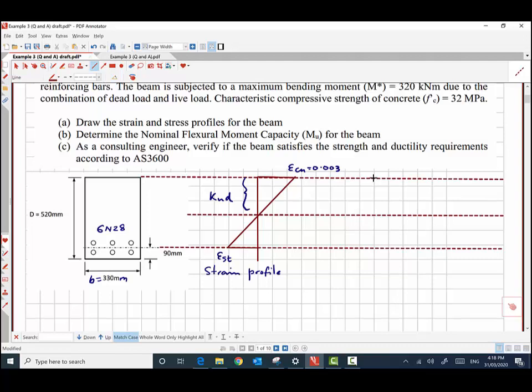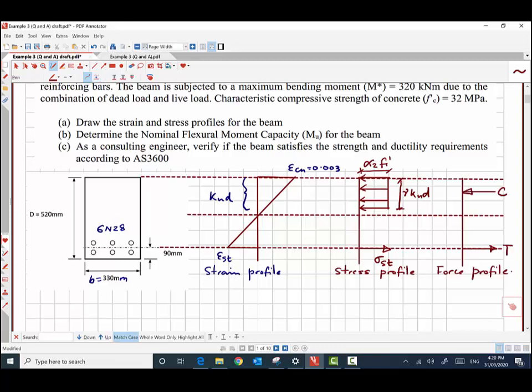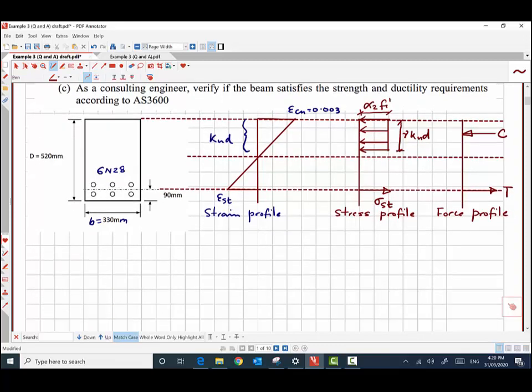Now let's draw the stress profile. Now similarly the force one. Now for the force profile, compressive force is acting at this point and the tensile force is acting at this point. So first we need to find out what is the effective depth up to the center of the reinforcement. So the effective depth in this case is up to the center of the reinforcement, up to here.